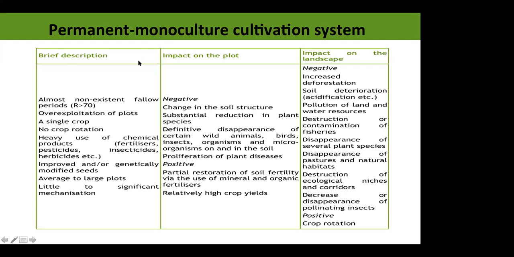Ibrahim. So we go on to permanent monoculture cultivation system. Like we discussed on Monday, monoculture is a single type of planting system. So here we'll see that there is almost non-existence of fallow period in this type of system. There's over-exploitation of the plots because people do not return the amount of nutrients that the plant takes from the soil. They don't return that quantity back into the soil. And then it's a single crop. So there's no diversification. There's no crop rotation in this type of system because it's permanent.